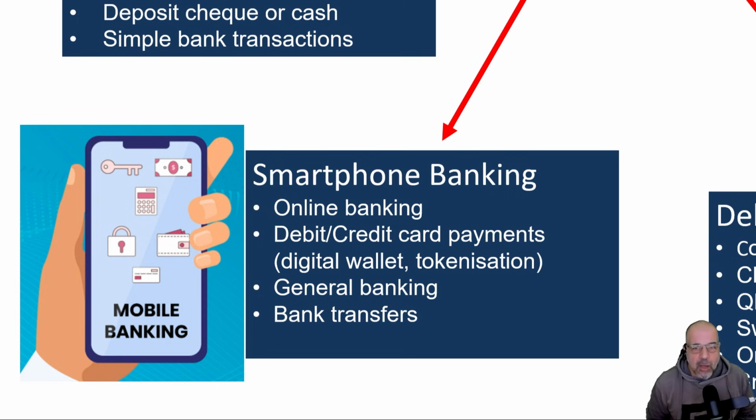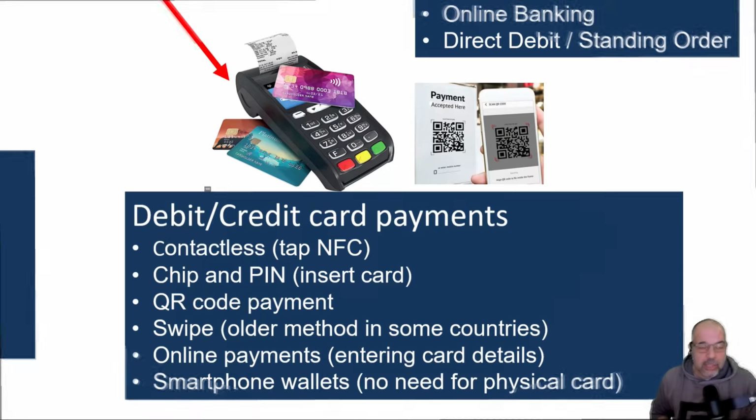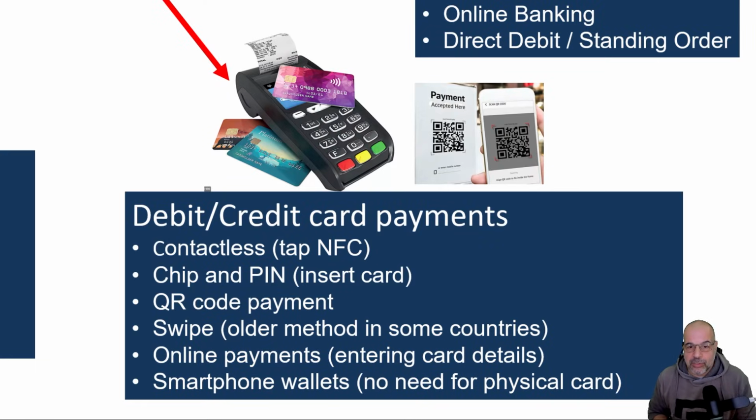So that's smartphone banking. Okay, the last one that we're going to look at here is going to be debit and credit card payments. Now, we've already said a little bit about using a digital wallet on a smartphone and registering your cards and making payments. Here, we're going to look at these particular categories.